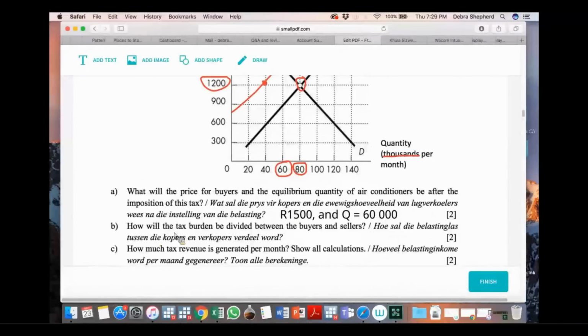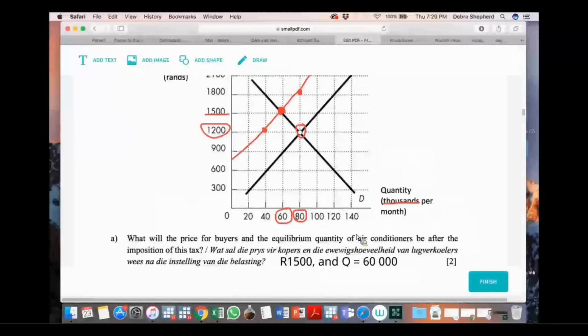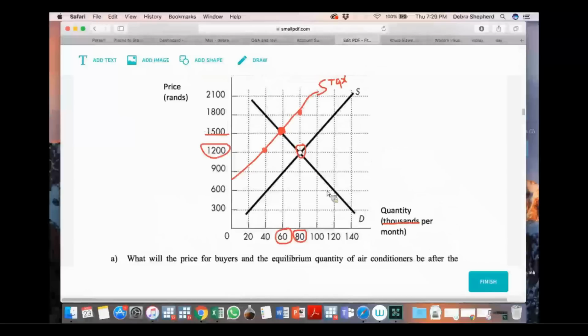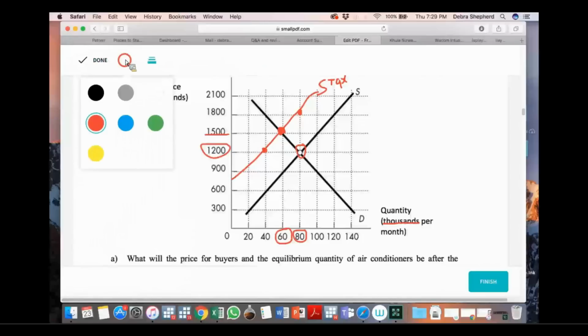B then asks, how will the tax burden be divided between the buyers and sellers? So we go back to the graph and we see that the market is now here at 1,500 and 60,000. In order to see how the tax is divided between buyers and sellers, what we notice is that before the tax, buyers pay 1,200. After the tax, they pay 1,500, which means that buyers have seen their price go up by 300 Rand. So the burden of the tax on buyers is 300 Rand per air conditioner.